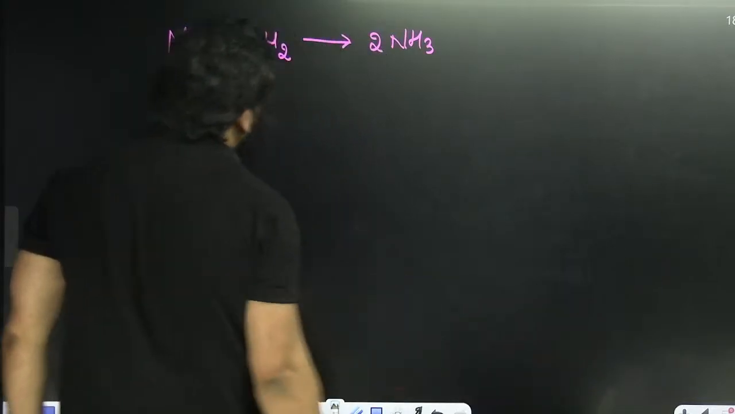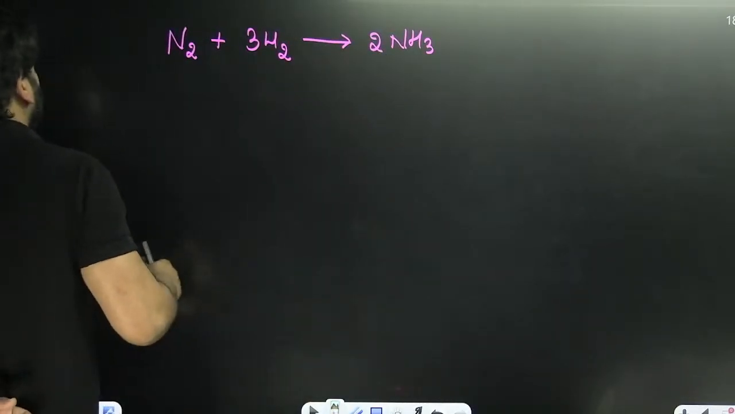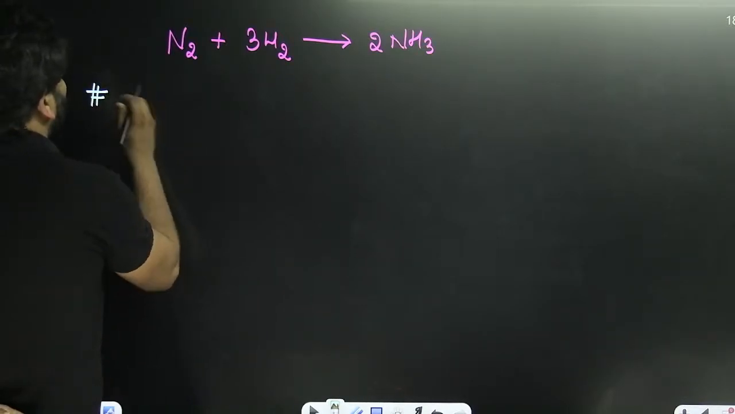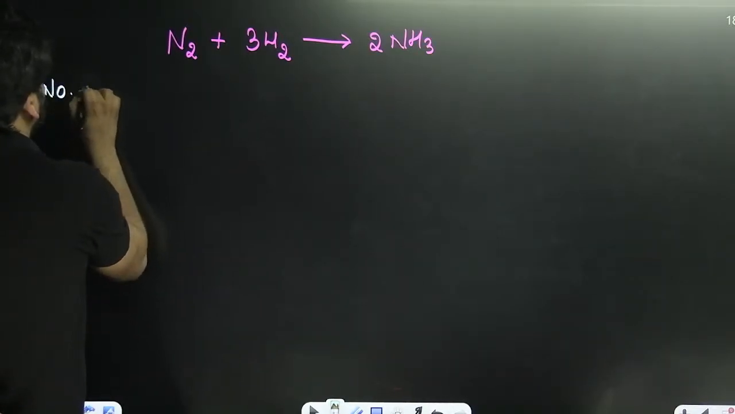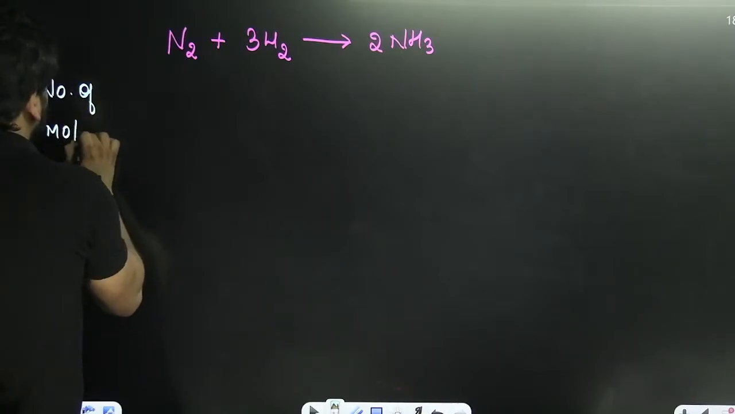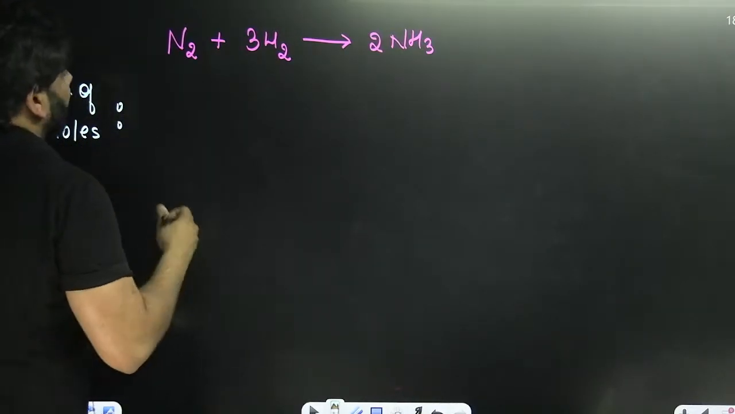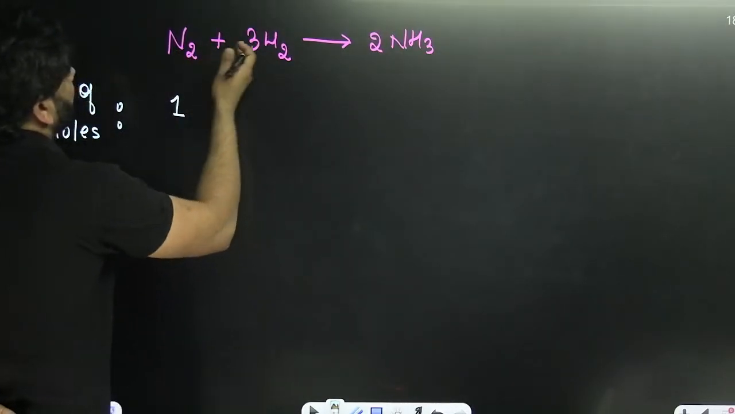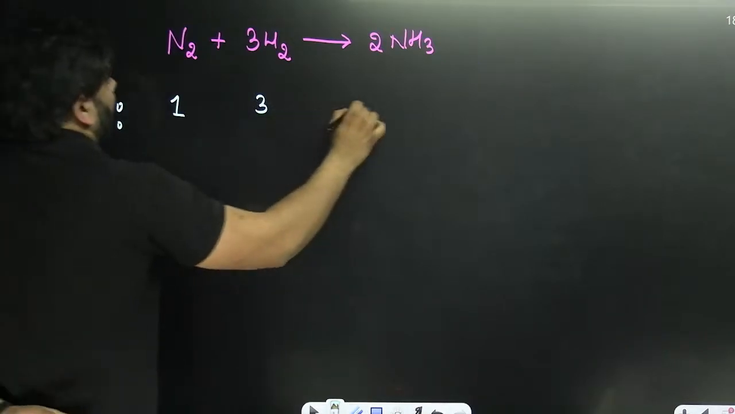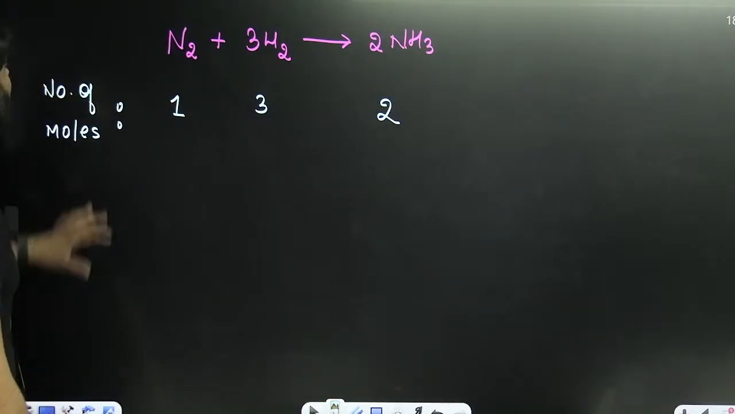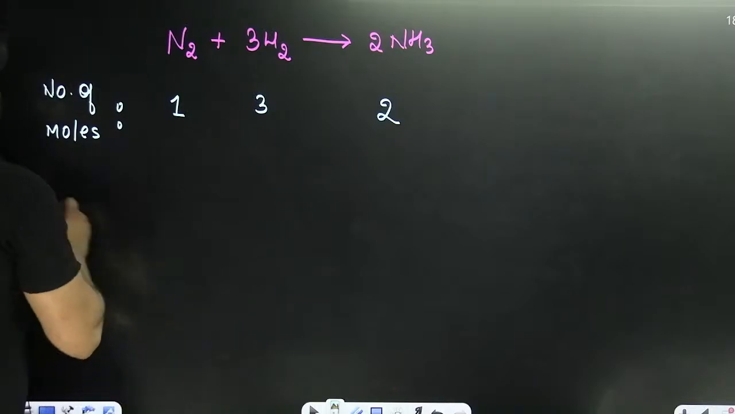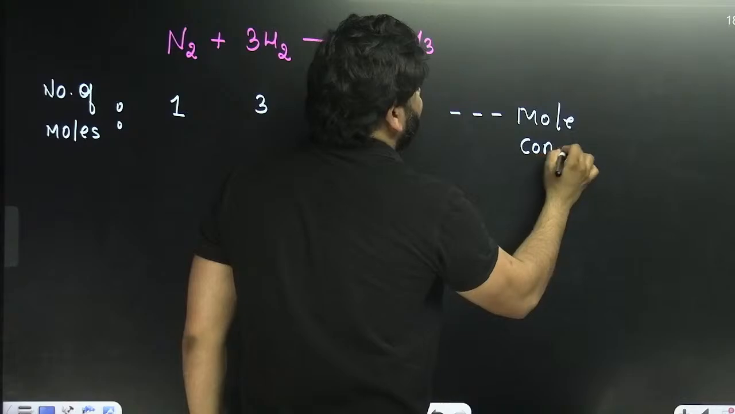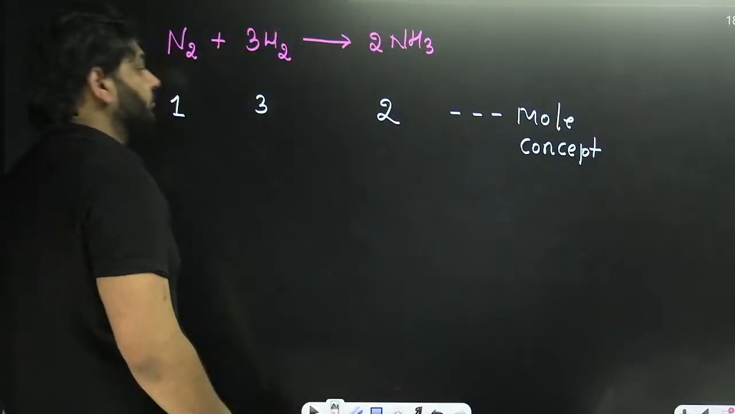So what we have to do is, let us suppose we have been given the number of moles. The number of moles required to react, let's say, is 1. 1 mole of nitrogen requires 3 moles of hydrogen to react with and will produce 2 moles of ammonia. That is what we have covered in mole concept. This is called mole concept, and mole concept requires the balancing of chemical reactions.